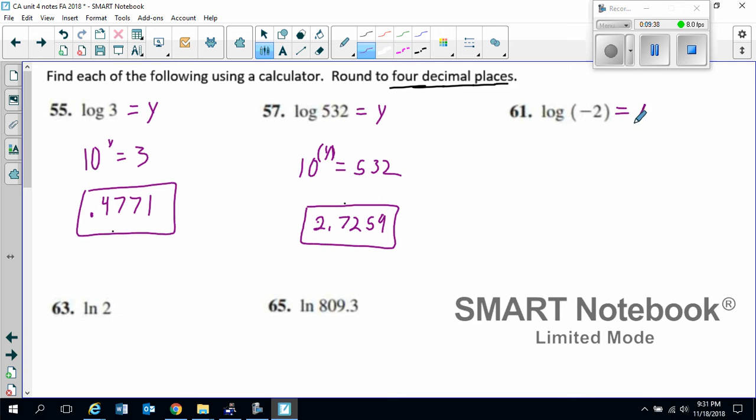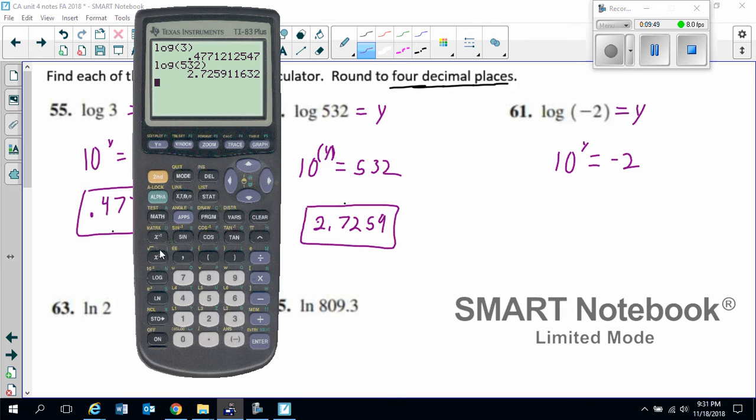So let's see, set it equal to y, right? So 10 to some power gives me -2. Something just seems a little off here, but okay, let's go ahead and see what happens. So let's see, log of -2. Huh. Error. Non-real answer.